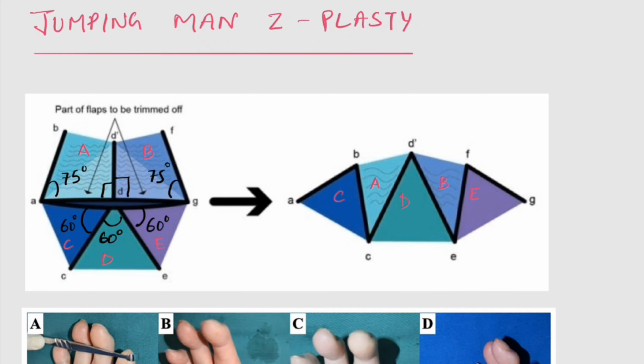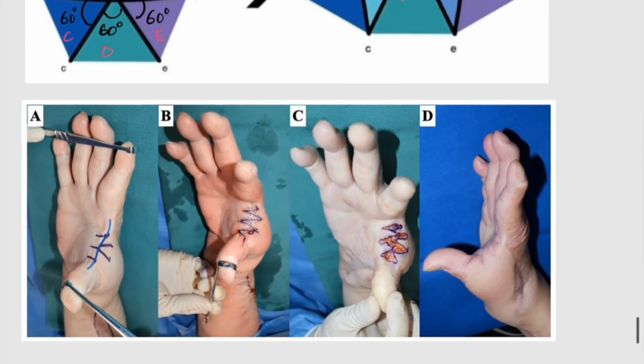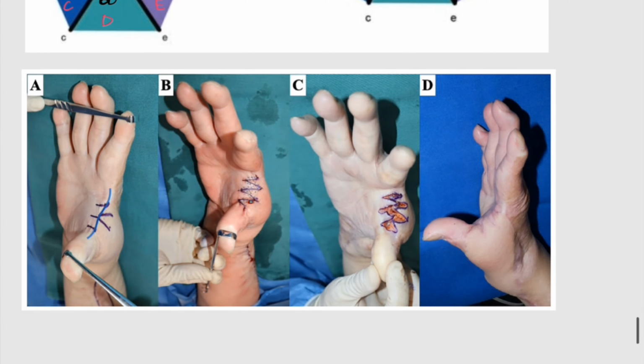So the final sequence will be C A D B E. Can be remembered using the word Cadbury chocolate. You can also see in the image, if the above flaps are named A, B, C, D and E, at the final, the final scar will be C, A, D, B and E. Wave like appearance will occur at the end.